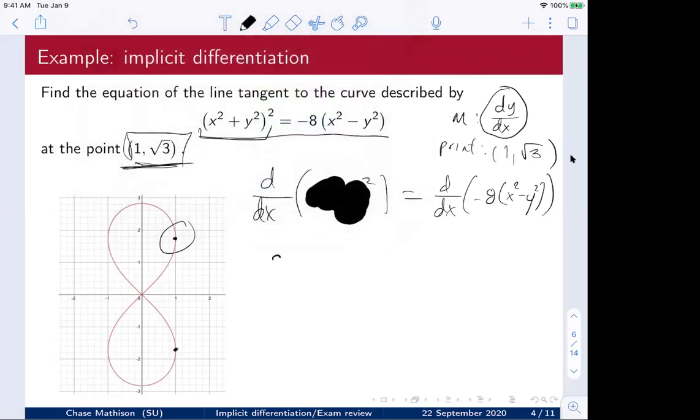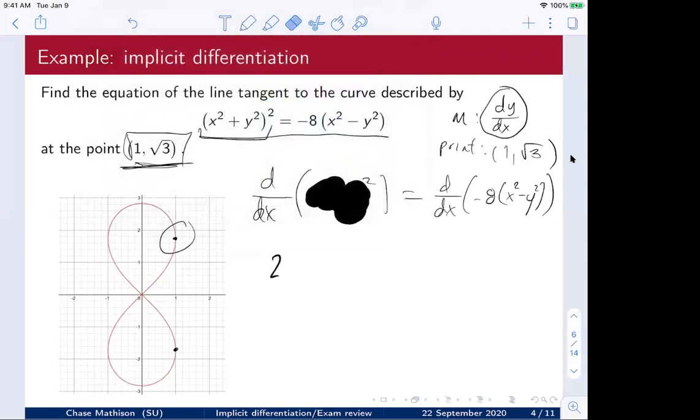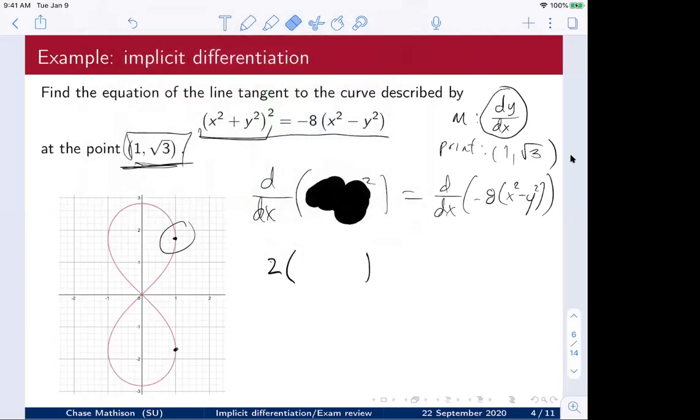Something. 2 times something to the first, right? That's still too big. 2 times something, that's something on the inside to the first. Oops. Erase. So we get 2 times the inside. And then now what do I need to multiply by?